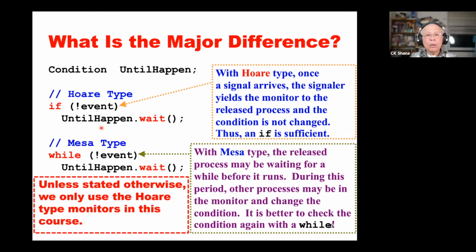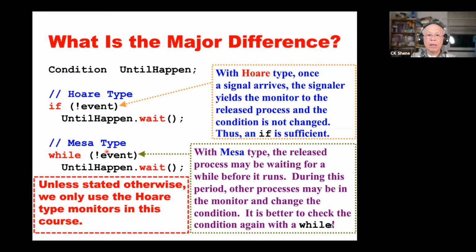It's also something like a passing-the-baton concept. The signaling process has the baton. It caused the event to happen. Immediately, it passes the baton to you and allows you to run. And in that case, the previous runner gets outside the monitor immediately. So you get your baton and run.